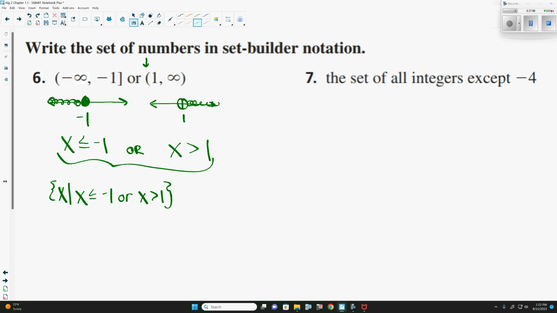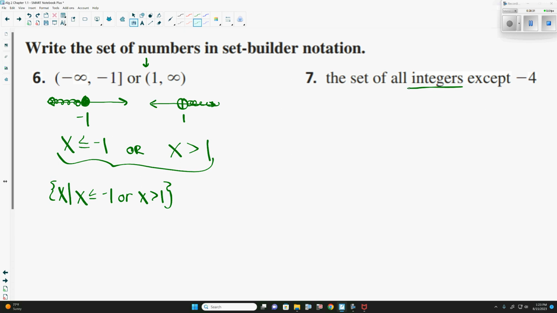We ready for the next one? This one here is the set of all integers except for negative 4. I think this is one of the ones that y'all are going to like more than some of the others. Because the first part of the sentence is talking about integers, except negative 4. So we can have anything except for negative 4, yes? Which means x cannot be what? Negative 4. It can't equal it, yes?